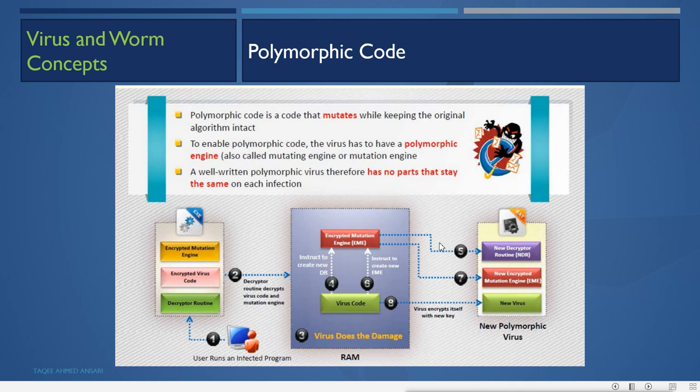So whenever the user runs the infected program, you can see this is the program: decrypt routine, decrypt virus code and mutation engine. So it decrypts the engine with the code where it does the damage, and then it interacts with the creator engine again, and instructs the creator to make a new mutation, and the virus encrypts itself with a new key, and then a new polymorphic virus will be created. So it is itself creating a new copy of itself every time it is executed.